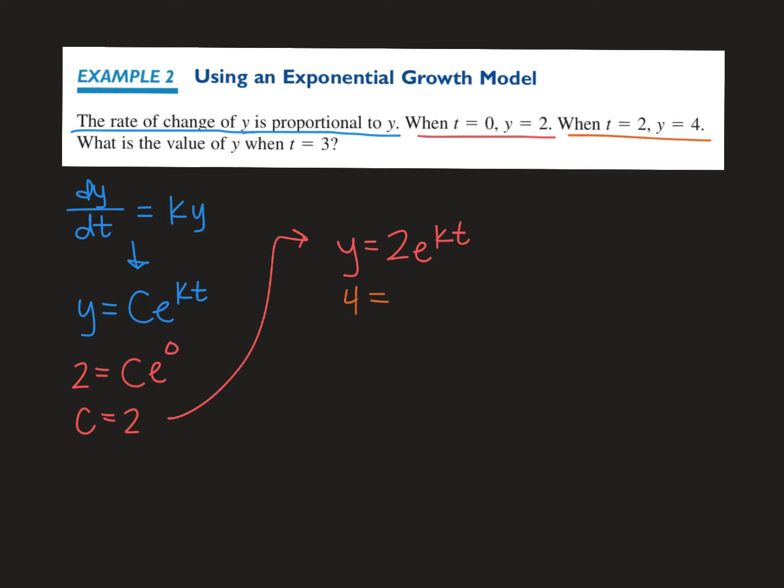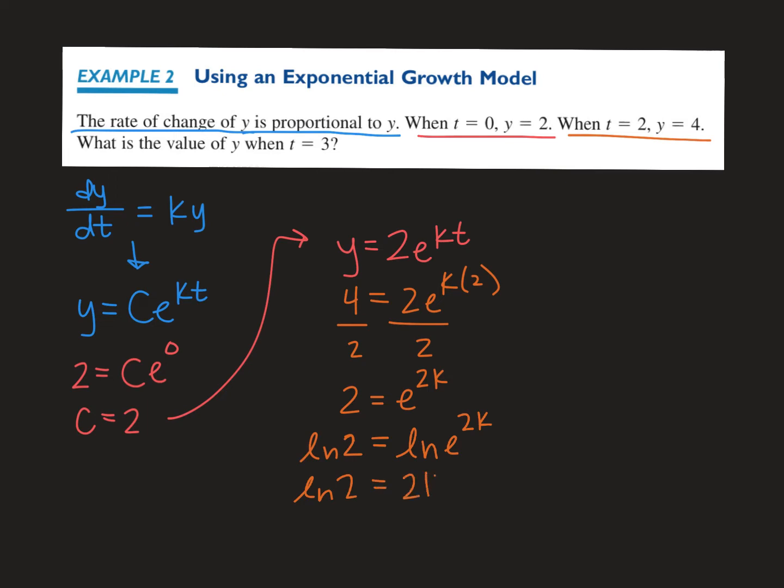So I'll have 4 equals 2 e to the k times 2. I'm going to divide both sides by this 2 out here, so I'll have 2 equals e to the 2k. From here, we're going to take the natural log of both sides. So we'll have the natural log of 2 equals the natural log of e to the 2k. We do this so we can use the power property of logarithms and bring that 2k out in front, times the natural log of e, which is just 1. Then we'll divide both sides by 2, and we'll find that k equals the natural log of 2 over 2.